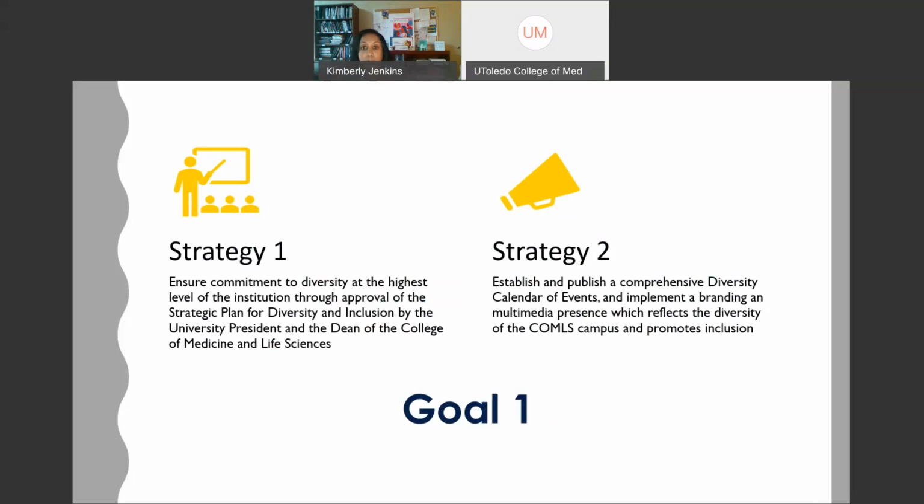But following the approval of the plan from the dean and the president, we want to ensure that we have a comprehensive calendar of events which reflect the culture of inclusion, which we are hoping to promote. So that has a lot to do with the multimedia presence, what you see when you walk around campus, who we are inviting to campus, what events we are promoting that include multiple dimensions of diversity, so that when even a student is visiting our campus, they can see themselves reflected in the way that we say who we are.